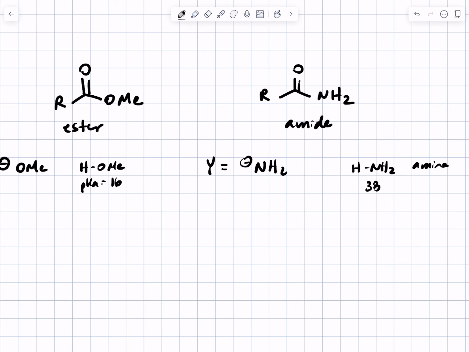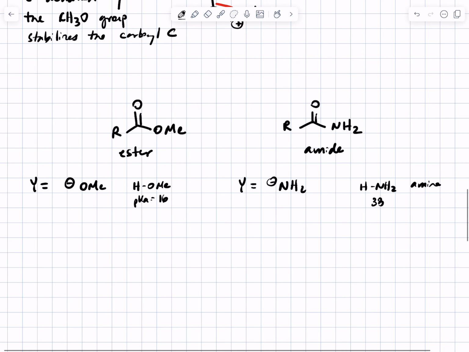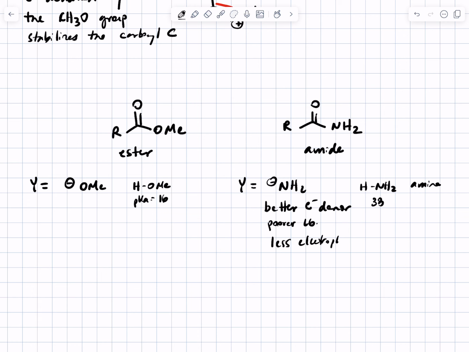which is the better electron donor? Right, it's the NH2 minus group that is the better electron donor. It's also the poorer leaving group. Therefore, you would predict that the amide would be less electrophilic, less reactive than the ester. The ester would be more reactive.